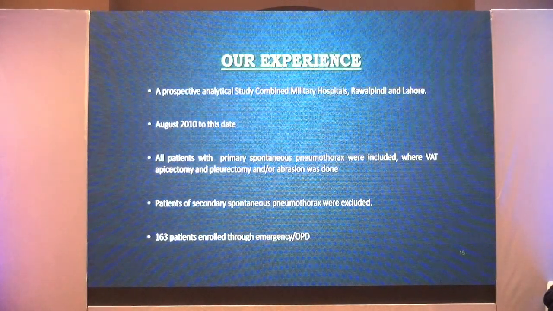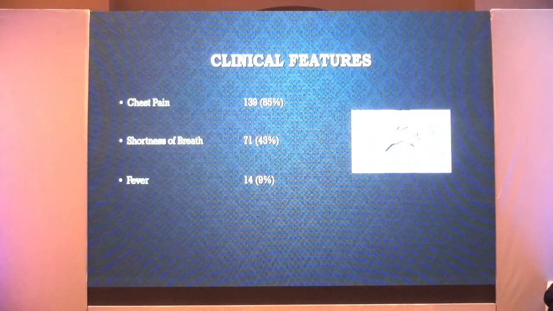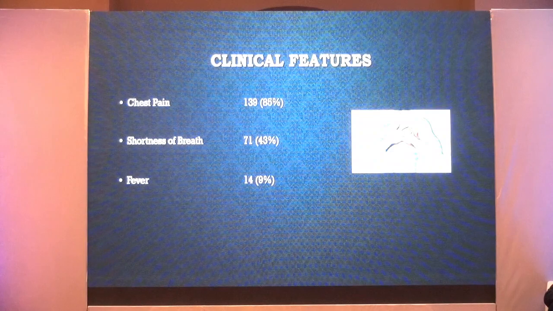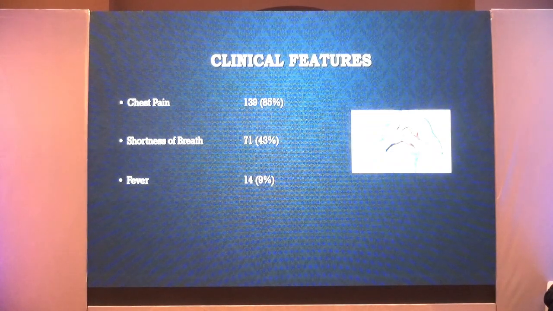So our experience starting from August 2010 was from two centers, CMH Lahore and CMH Rawalpindi. All the patients who came to us with primary spontaneous pneumothorax were included, where we were going to operate. The procedure was apicectomy and pleurectomy and or abrasion. All the patients with secondary spontaneous pneumothorax were excluded from the study. The total number was 163 patients. The predominant symptom is always chest pain in these patients.